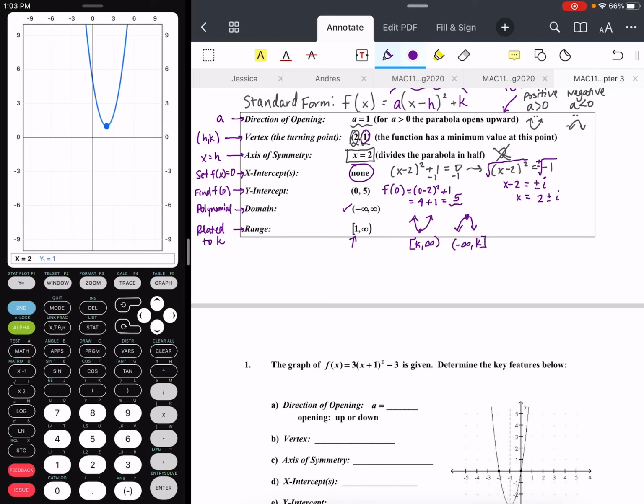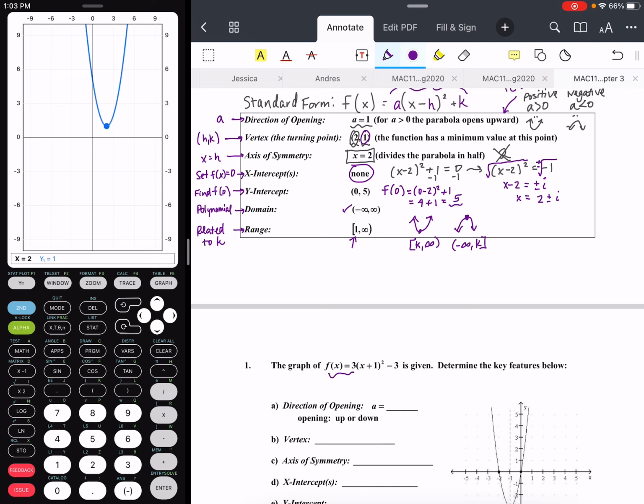All right, so remember that we talked about the standard form of a parabola and how it gives us all of this information on features of a graph. So let's use what we learned about standard form in the previous video to analyze the graph f of x equals 3 times (x plus 1) squared minus 3. So that's our new function.